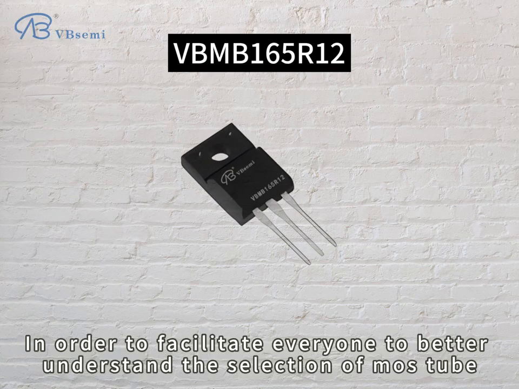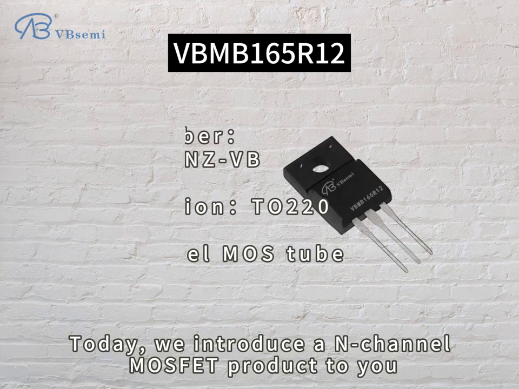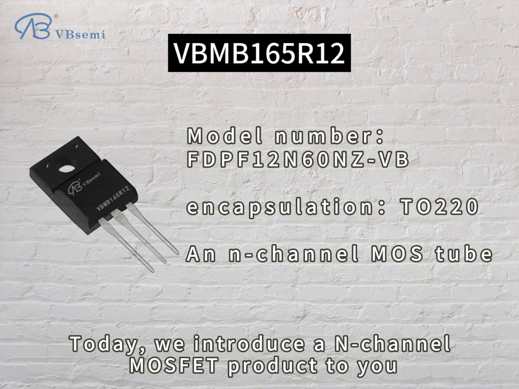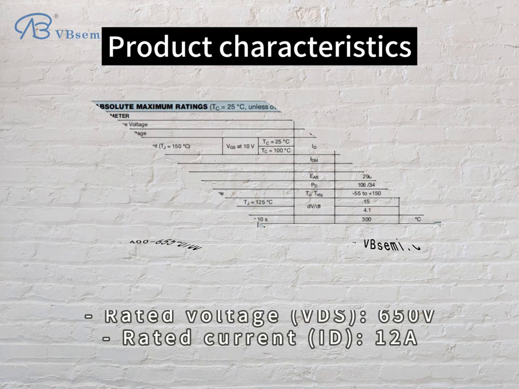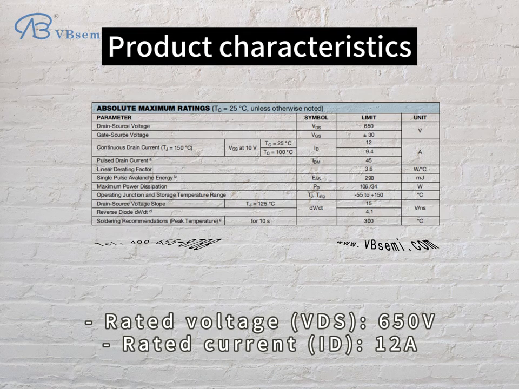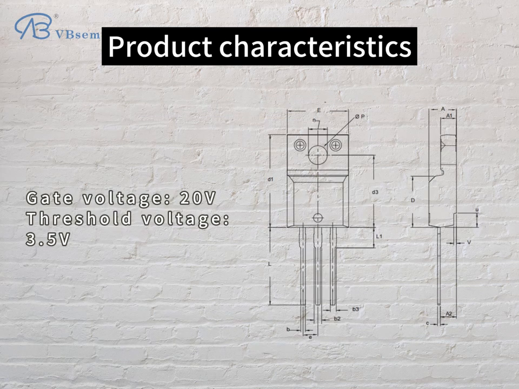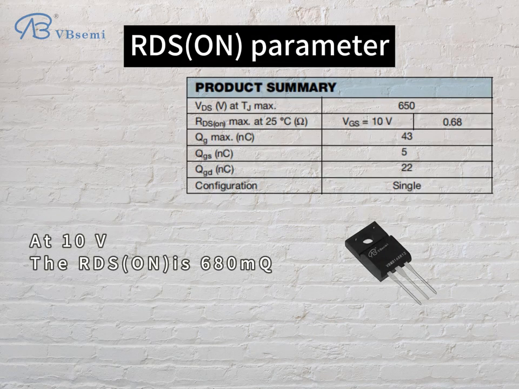In order to help everyone better understand the selection of MOS tubes, today we introduce an N-channel MOSFET product to you. Model FDPF12N60NZ-VB. Product characteristics: rated voltage VDS 650V, rated current ID 12A, gate voltage 20V, threshold voltage 3.5V. RDS(on) parameter: at 10V, the RDS(on) is 680 mΩ.